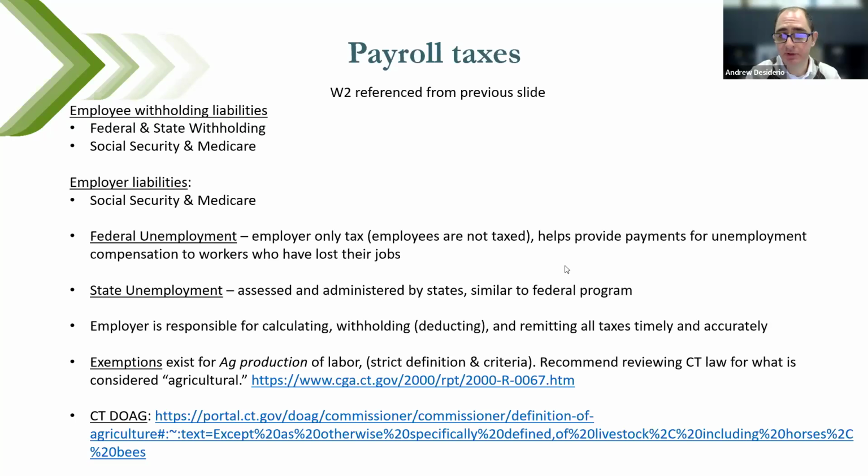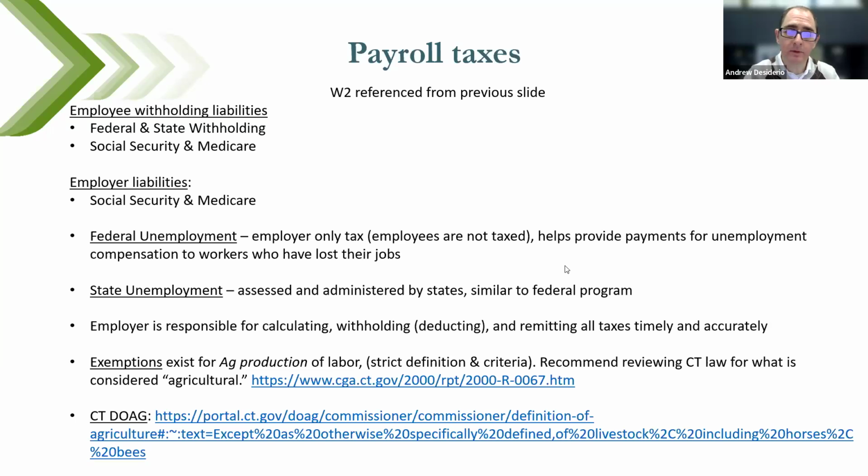So federal unemployment is just an employer-only tax, and it's based on a set amount every year, and essentially there's a limit that the employer will pay into per employee. The purpose of this tax is it helps provide compensation for employees who are out of work or lost their jobs. State unemployment is essentially the same mechanism, but just administered by the state. And there's different limits that the employer will pay on a per employee.